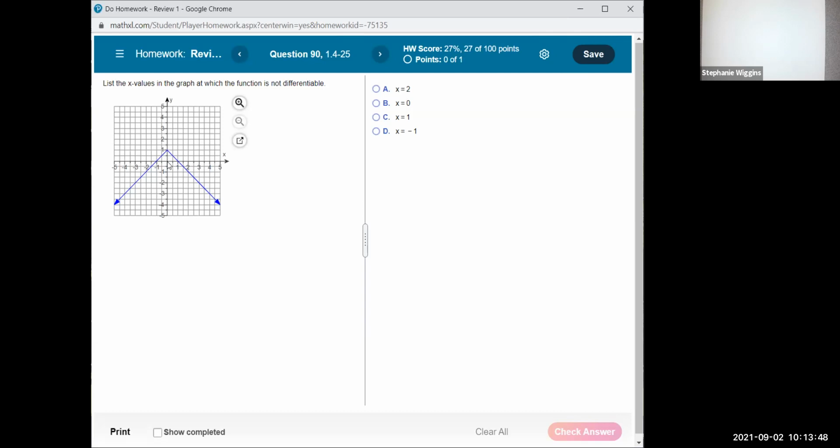So you're looking for the x value. And sometimes people will see that 1 right next to that point, and they'll say, oh, it's not differentiable at 1. And they'll pick C, and they'll get it wrong. And they'll lose all their points because they're looking at the y value, and they want the x value. So you've got to project down to the x-axis, and it's at 0. So don't be tripped up by that. It's not differentiable here, but we're looking at x equals 0.